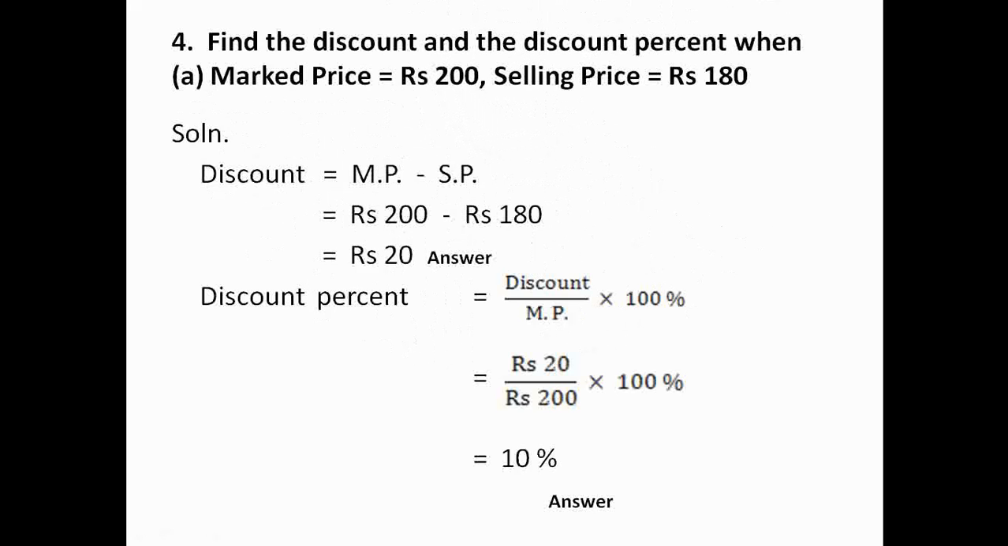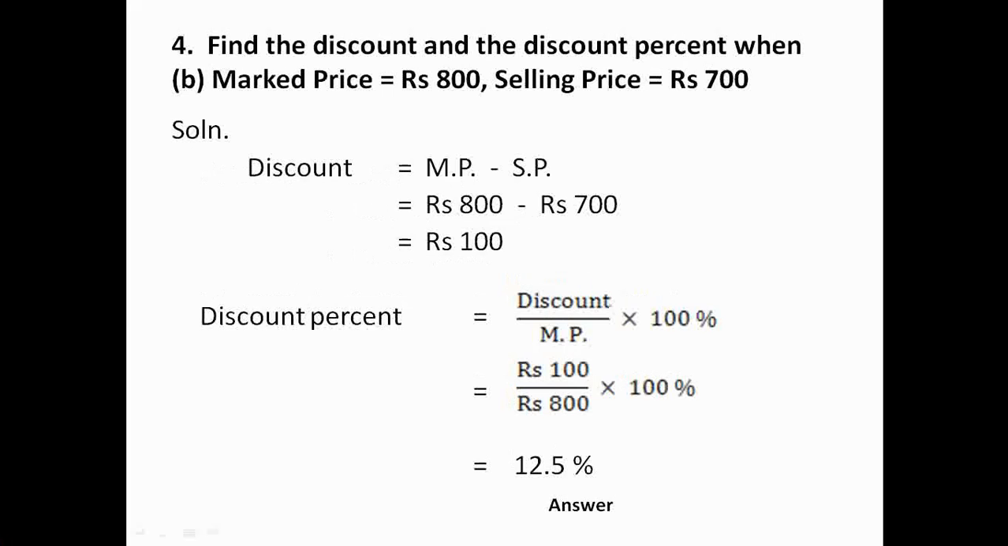Solution. First of all, you have to calculate the discount. Discount equal to MP minus SP, that means mark price minus selling price. This formula, you remember it. So rupees 200 minus rupees 180 equal to rupees 20. This is the answer, discount. Now, when you calculate discount percent, this formula you have to apply: discount divided by mark price into 100%. The discount percent is always calculated on the mark price. Then you put the value. Discount is rupees 20, MP means mark price, rupees 200. Rupees cancel. Then you do the calculation, you will get the answer 10%.